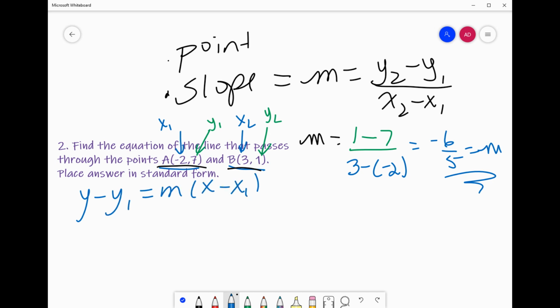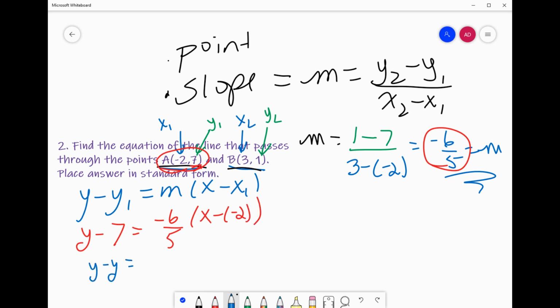Now, you might be saying, well, which point do I use? Well, it doesn't matter which point you use. Since I've already labeled that x1 and y1, just go ahead and use that. So here we go, we're plugging in our values. y minus 7, because 7, remember, was our y1, equals m, and then x minus a minus 2. Now, I'm just doing the whole steps here. No big deal. Anyway, sorry about that. Equals negative 6/5. And then I have x plus 2.